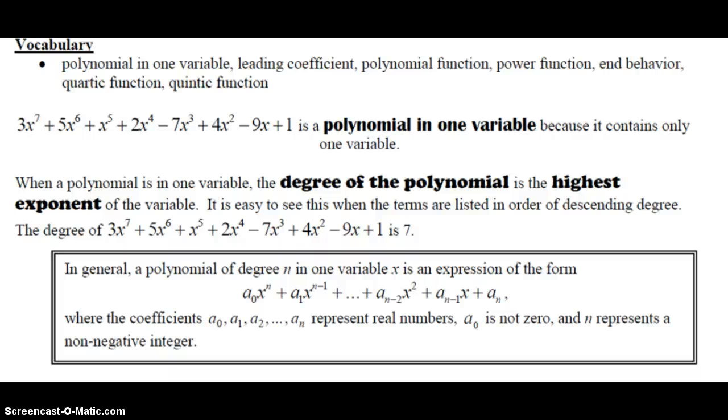So if we put the polynomial in descending order by degree, then the one that's on the left is going to be the one that has the highest degree. In the polynomial in our example, the degree is 7 and the leading coefficient is 3. Again, pause the video so that you can read the information in the box.